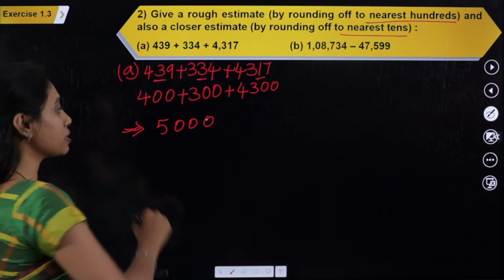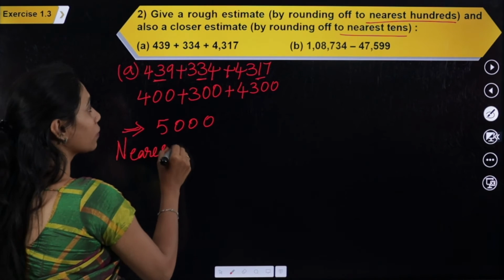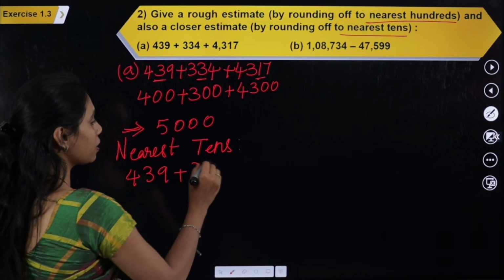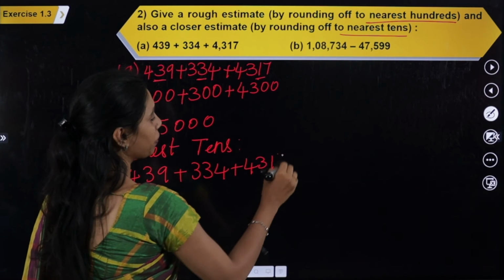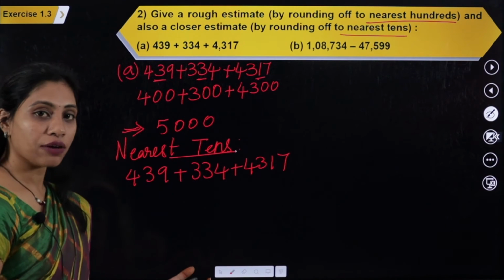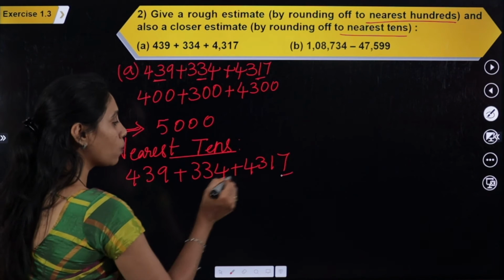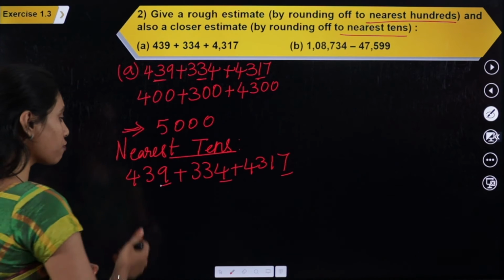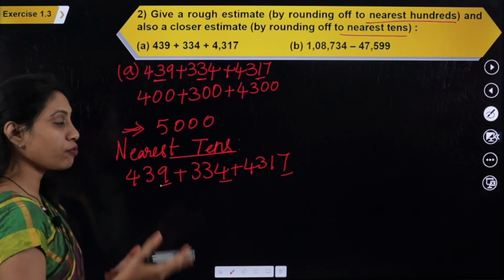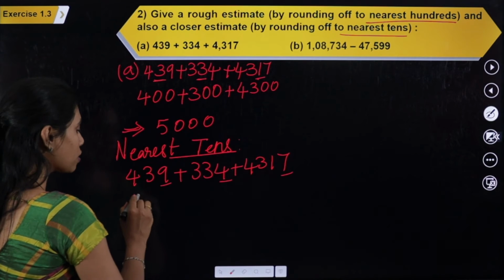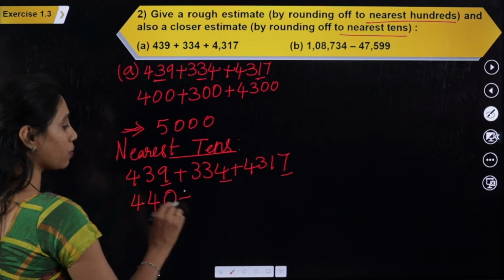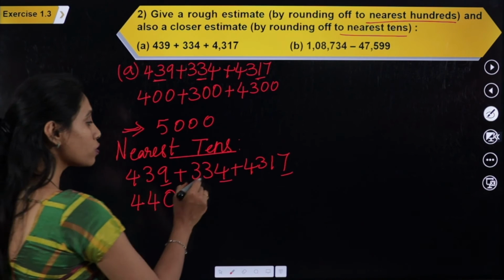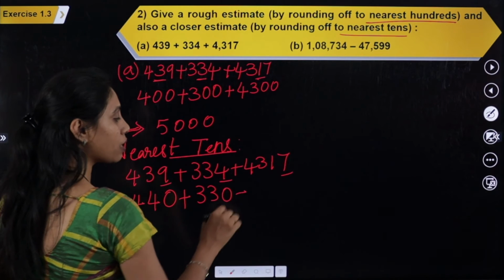This is the nearest hundreds. Now, nearest tens. So the same question, I am writing 439 plus 334 plus 4317. Since it is nearest to tens, which digit do I have to underline? Yes, we have to underline the ones digit. In the first number the underlined digit is 9, which is greater than 5. So to the existing number before it, let us add 1. 43 plus 1 is 44, and let us mark this as 0. Plus, here also 4 we are comparing with 5. 4 is smaller than 5. So 3 and 3 remain the same and the underlined digit becomes 0.